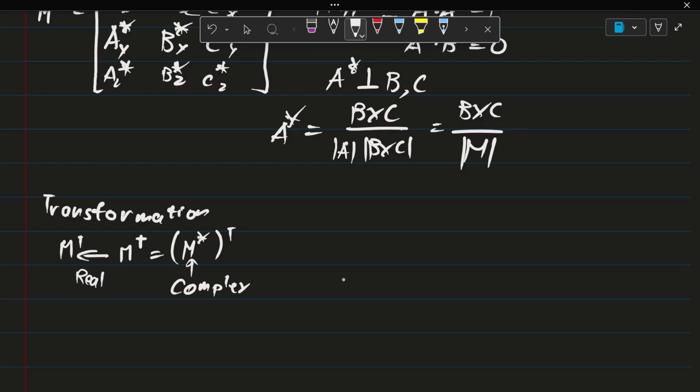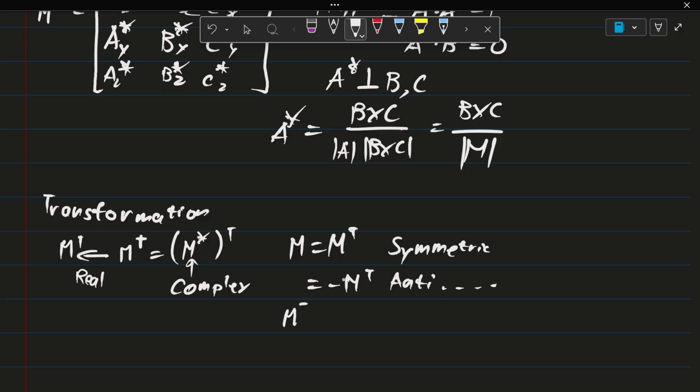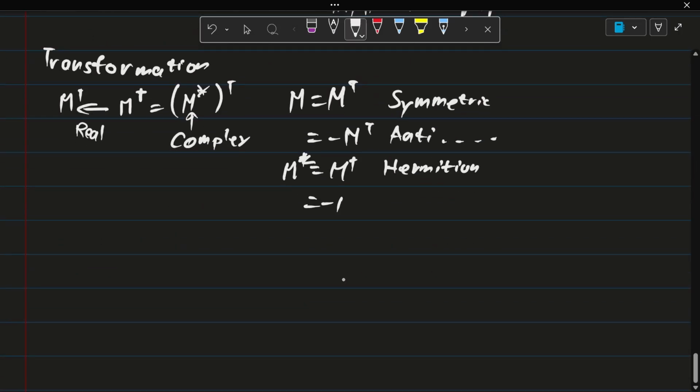With only these two types of transformations, we have some unique matrices that I'll be describing here. The first is that when M equals M transpose, this is something which we call a symmetric matrix. If M equals negative M transpose, we call this anti-symmetric. We could do the same thing for daggers. M equals M dagger corresponds to something which we call Hermitian. If we have it equal to negative M dagger, we call this anti-Hermitian.